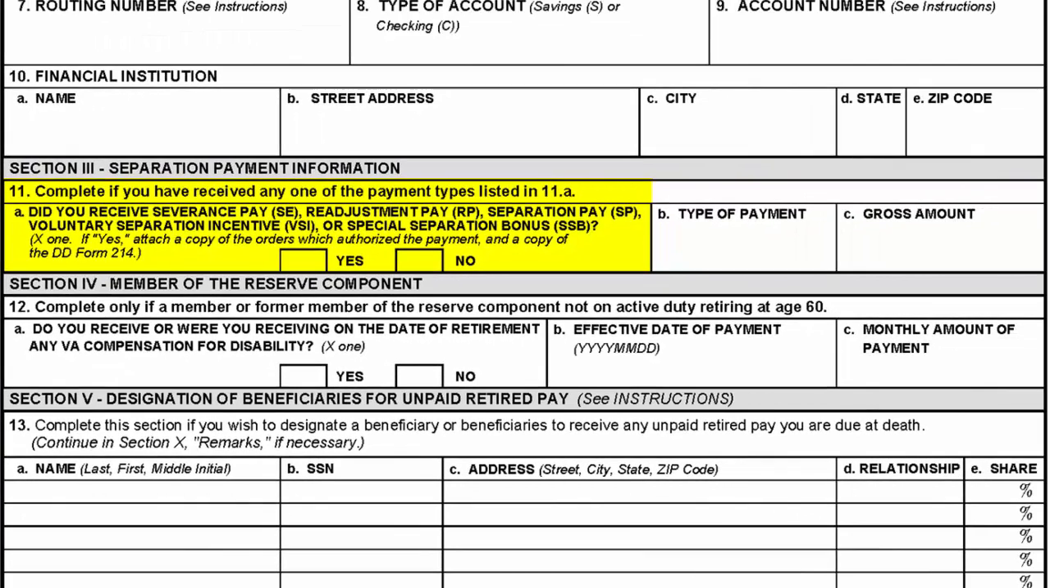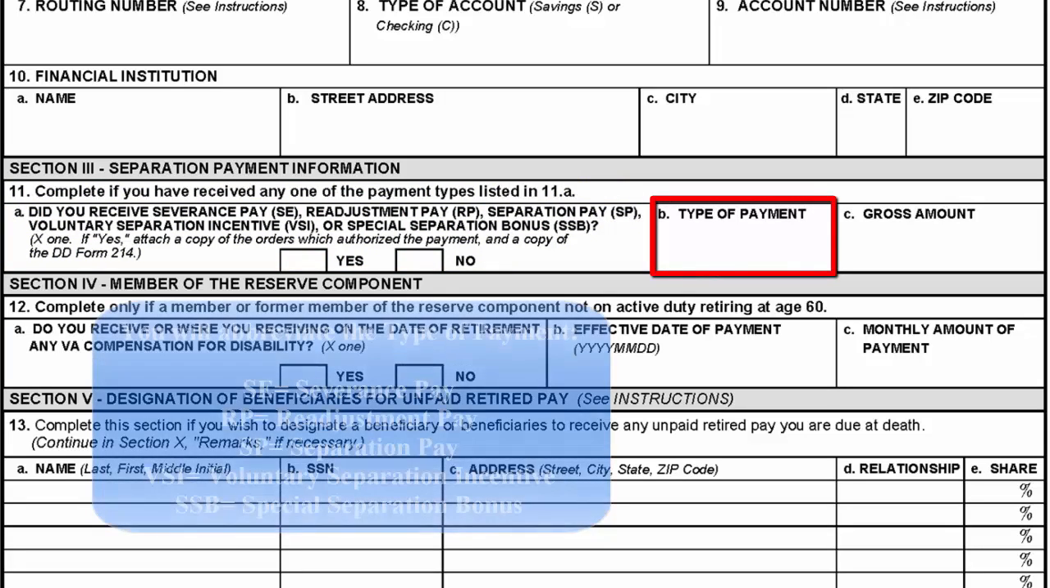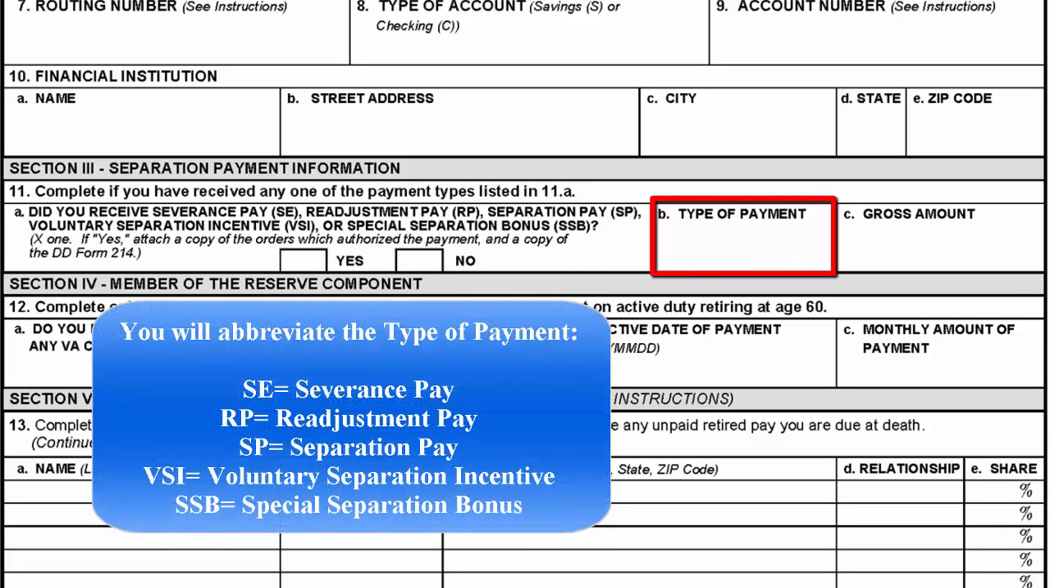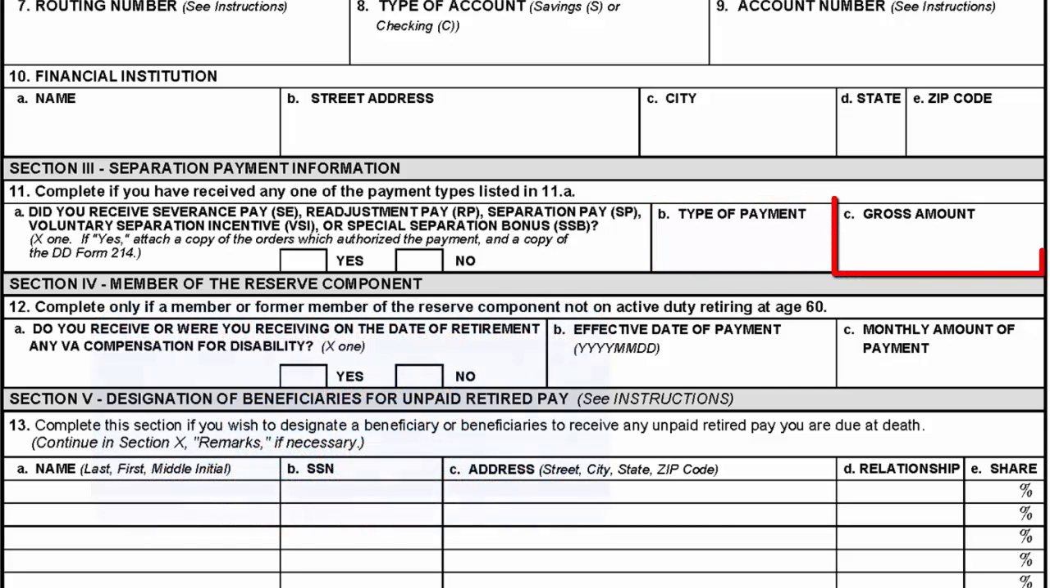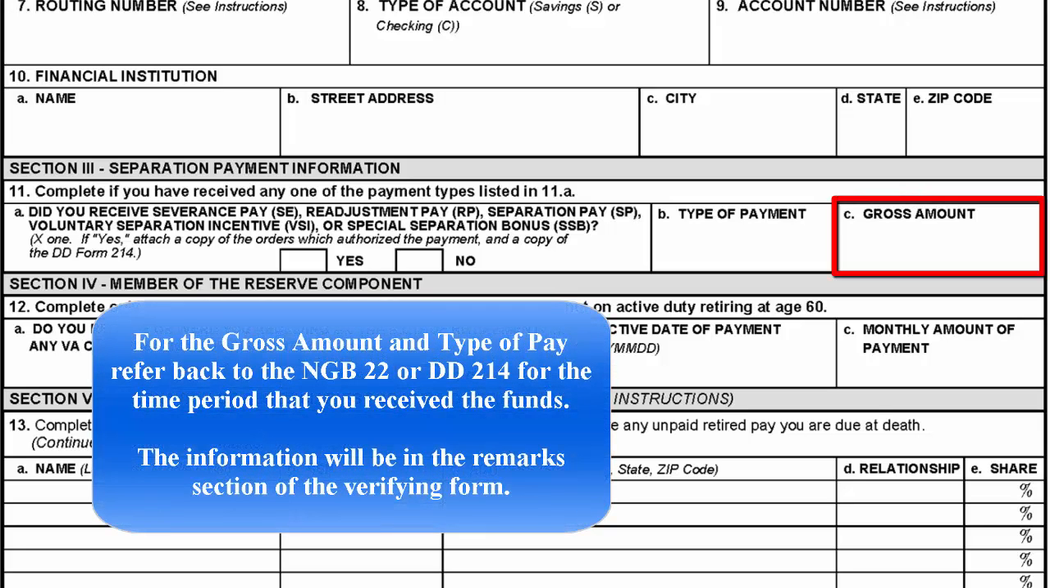If you did receive this payment, you will put an X in the yes block. You'll put in Block B the type of payment by the abbreviated format. So if it is a severance pay, it will be SE. If it was a readjustment pay, it will be RP. If it was a separation pay, it will be SP. If it was a voluntary separation incentive, you will put VSI. And if it was special separation bonus, it will be SSB. In Block C, you will put the gross amount that you received. If you're unaware of the amount, you can simply look on your NGB 22 or your DD 214 in which you received the pay for, and you will find it in your remarks section.